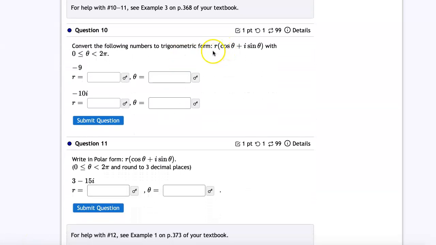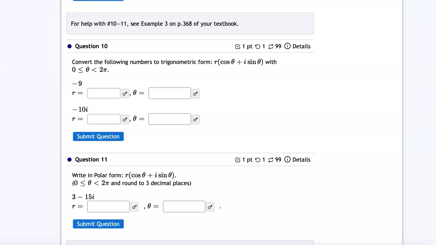So we are converting into polar form or trig form, starting with the number negative 9. What you want to do is start out with graphing the values. If I make my xy plane right here, then the number negative 9, that is a real number, is going to be in the negative direction on the x-axis. I'm drawing a notch, and I'm saying this is the negative 9 notch right here.